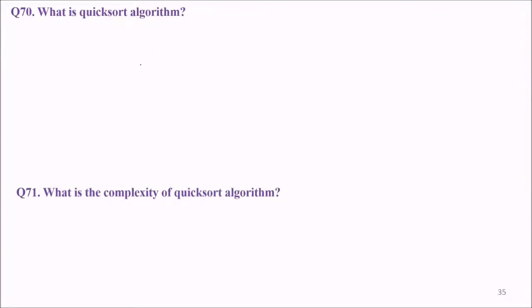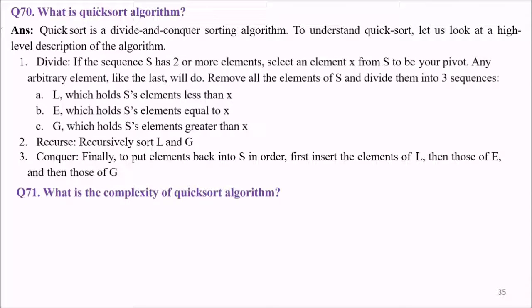What is the quicksort algorithm? Quicksort is like merge sort. It is also a divide and conquer sorting algorithm. To understand quicksort, let us look at the high level description of the algorithm. First we divide, we recurse, and then we conquer. Basically quicksort means partition, so partitioning is the main criterion. Whenever we partition, we always place a value such that the left hand side partition is sorted.